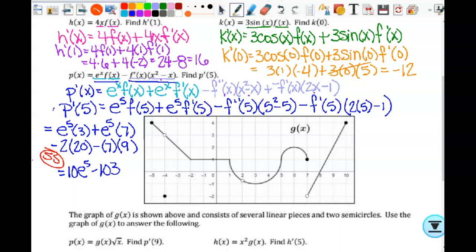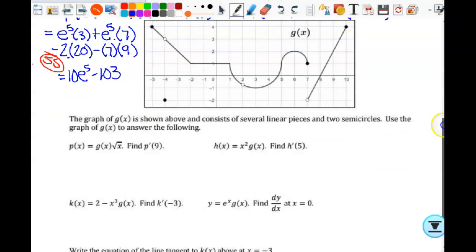Okay, let me give you a minute to let all that sink in. Are we all good? This is 3e to the 5th, 7e to the 5th, so that's 10e to the 5th. And then this is negative 40 and negative 63, which is negative 103. You could have put in another step if you needed to. It's fine. What questions do you have? We're all good? All right, let's move on to the next one.